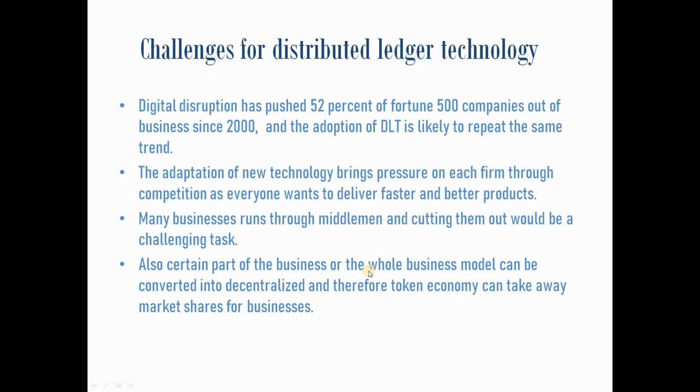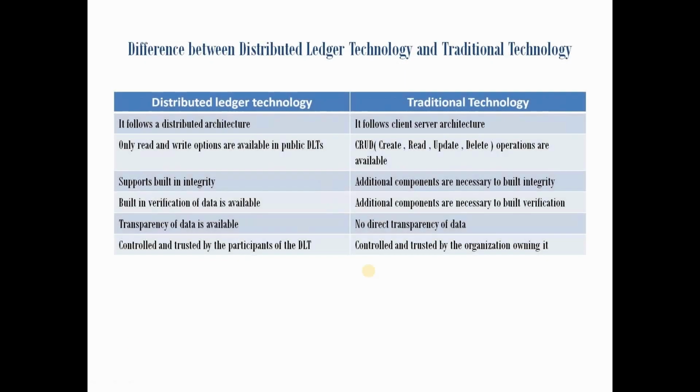Okay, now let's see the next one. Difference between distributed ledger technology and traditional technology. So distributed ledger technology follows a distributed architecture, whereas the traditional technology follows the client server architecture. What does it mean? So distributed ledger technology provides a distributed architecture where everyone is hosting the same data and everyone is synchronizing the data together.